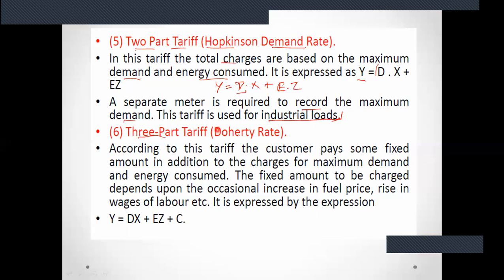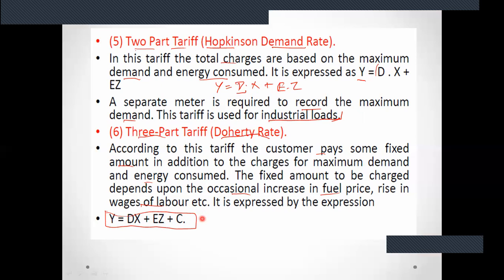Then the three-part tariff method is there, which we also call the Doherty rate method. In this tariff method, the customer pays some fixed amount in addition to the charges for the maximum demand and the energy consumed. The fixed amount to be charged depends upon the occasional increase in fuel price, rise in wages of the labor, etc. It is expressed by our general equation, that is Y is equal to DX plus EZ plus C.